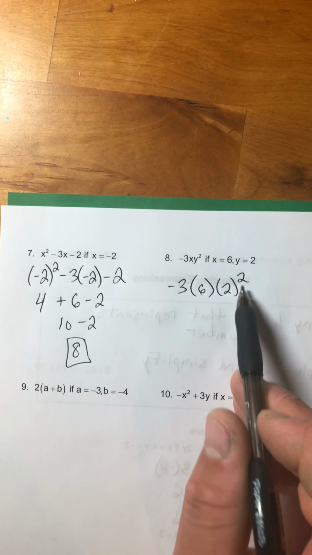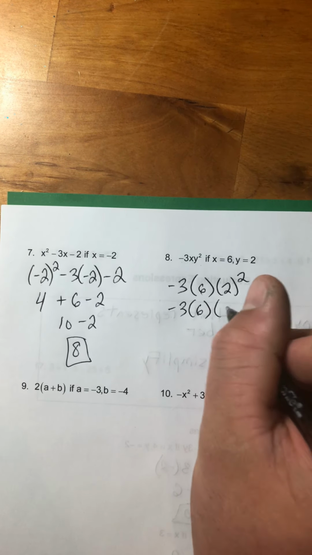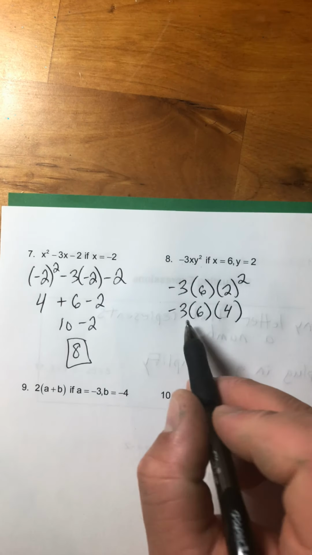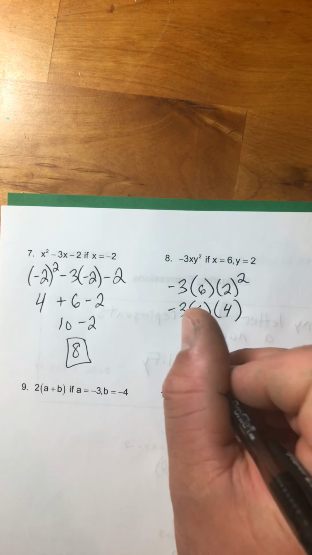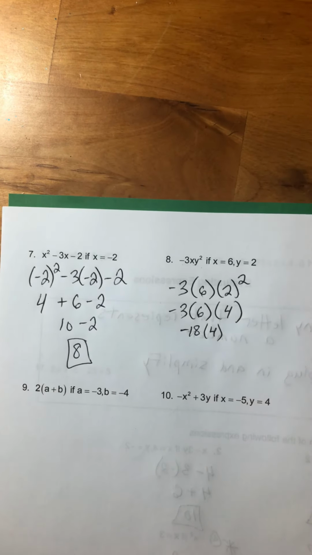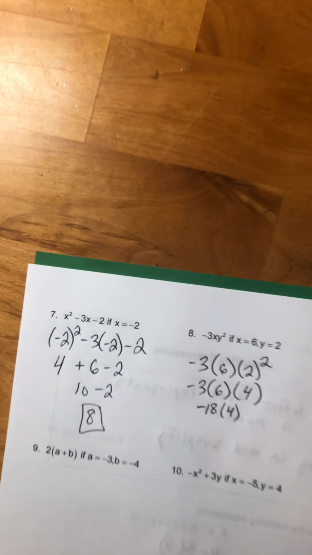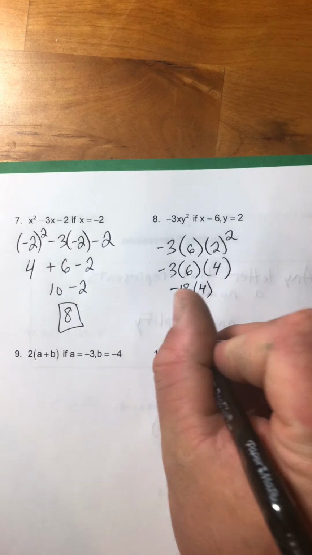The 2 is the only number being squared, so I'm going to leave this negative 3 times 6. 2 squared is 4. Now we're just multiplying. Negative 3 times this times this. You can work left to right. This is negative 18 times 4. What's 18 times 4? I don't know. Someone type that in. I think 72. All right, so negative 72.